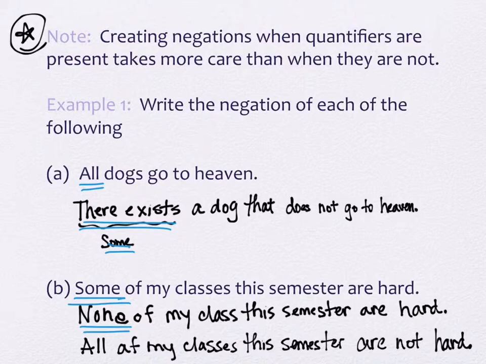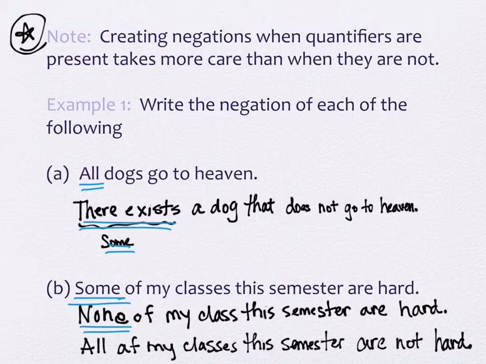Could be, at least, right? Could you have those two statements true at the same time? Some of my classes are hard. Some of my classes are not hard. Can those both be true at the same time? Yeah. That's not what negations are. Negations have to be one of them's true and one of them's false.